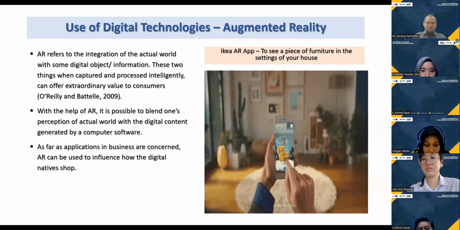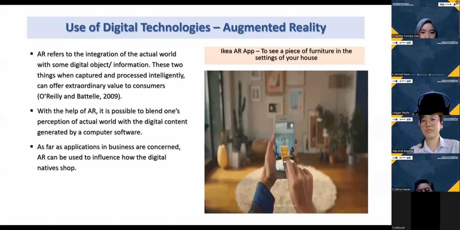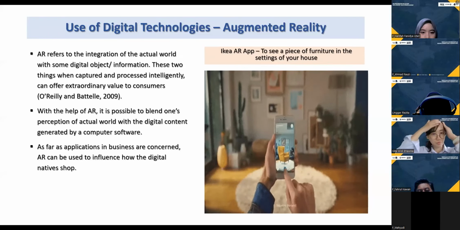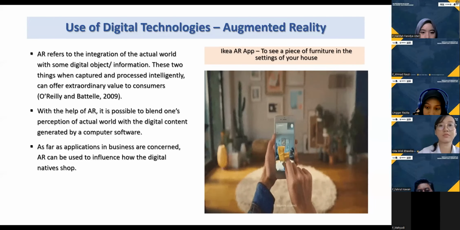Can you see that inside the mobile phone? This piece of furniture is not actually lying in your living room. It has now been combined. What we have done here, through the AR feature on the IKEA app, is this: one is the actual object, that is the actual picture of my living room. One is the digital object.